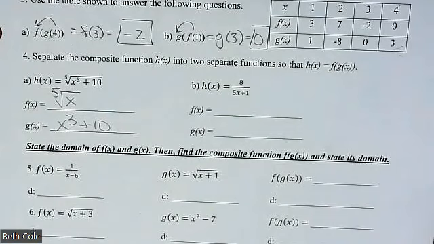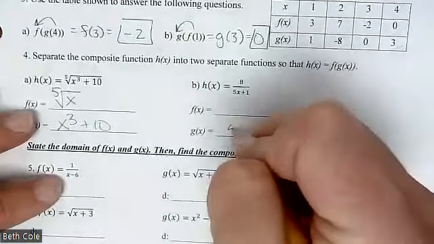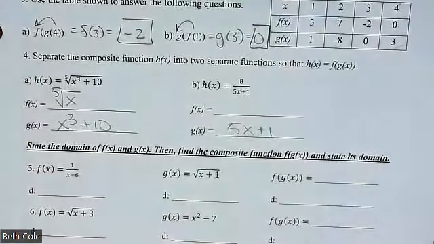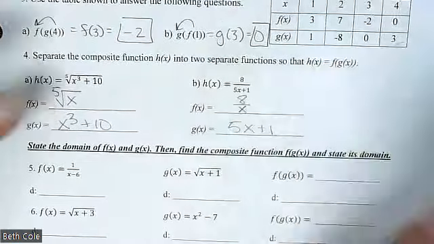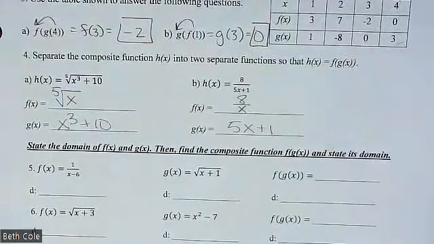What would g, the inside function, be for part B? Yeah, the 5x plus 1, good. And then the function you're plugging that into, yep, perfect. Kind of like those two. You're just separating it apart.